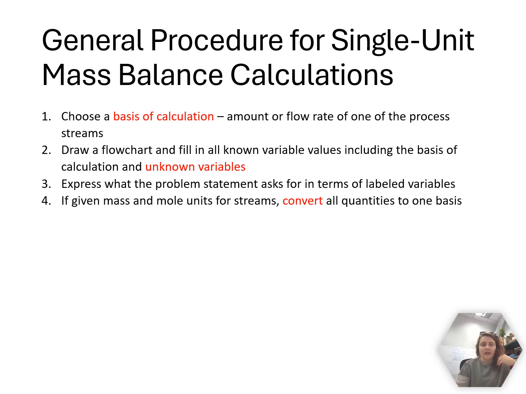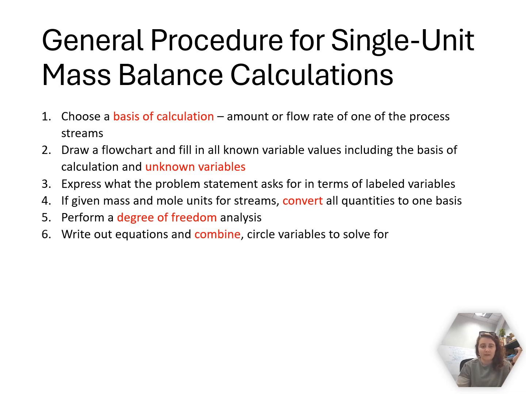If you're given mass and moles, we want to make sure that everything is in the same basis and everything is in the same unit. So we either want to go all mass or all moles. We don't want to go in between the two, right? That's going to get confusing real fast. So if you're given mass and moles, make sure you pick one to work with. Then we perform our degree of freedom analysis to see if this is actually a solvable problem.